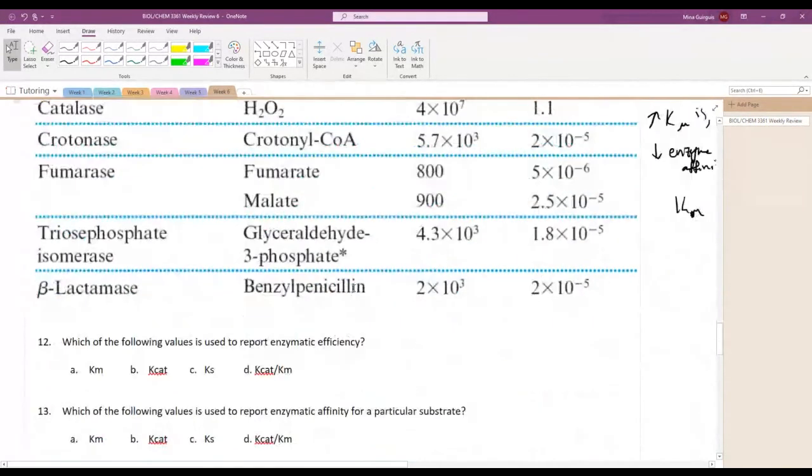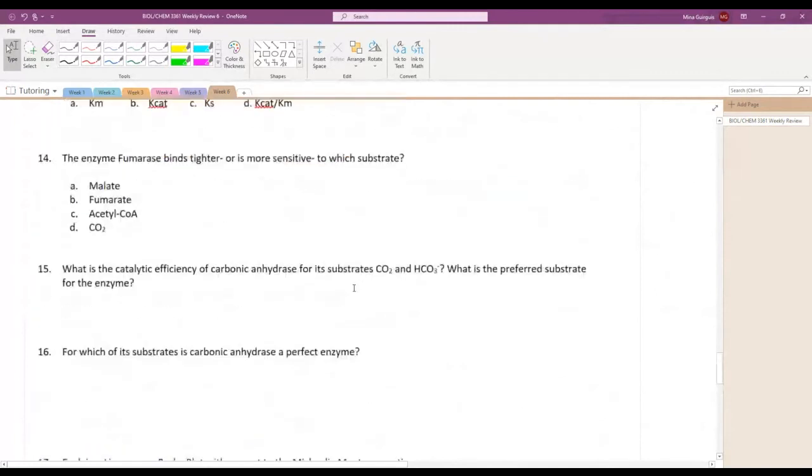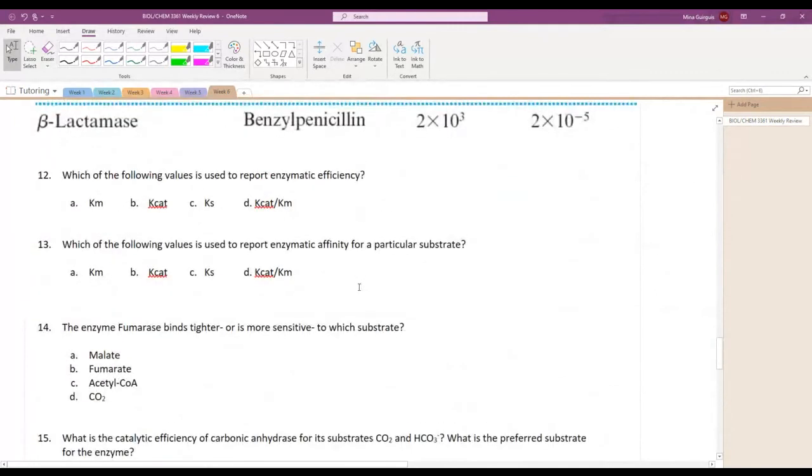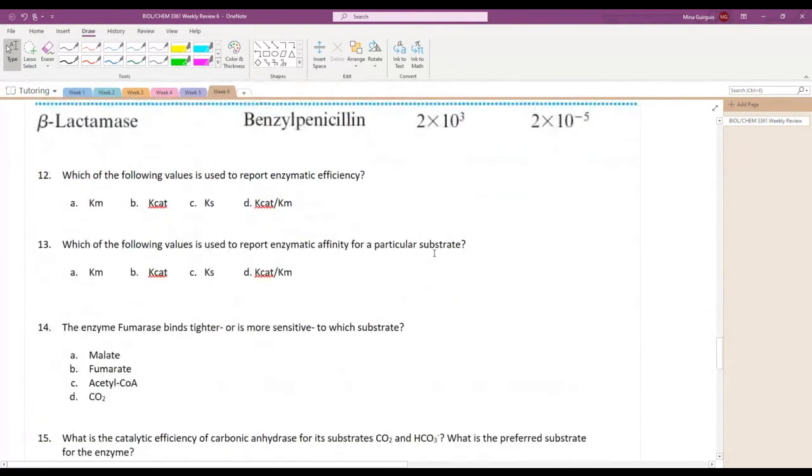Okay, and so a couple more practice questions for this that we're going to go into. And then I'll explain the last topic later. So which of the following values is used to report enzymatic efficiency? Enzymatic efficiency is the same as catalytic efficiency. There's probably a dozen names for it that I don't know. So yes, it is Kcat over Km like we talked about. Which of the following is used to report enzymatic affinity? And that's Km. Okay.